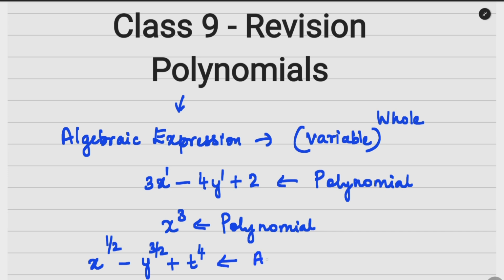Next, suppose I give you x to the power 1 by 2 minus y to the power 3 by 2 plus t to the power 4. This is an algebraic expression. Is it a polynomial or not? Look at the power of the variable. It is 1 by 2, which is not a whole number. 3 by 2 is not a whole number, right? Therefore, this algebraic expression is not a polynomial. In this entire chapter we will have algebraic expressions which are polynomials, in the sense that all the variables will have a whole number as the power. So the very first question that we can do is to identify whether the given expressions are polynomials.